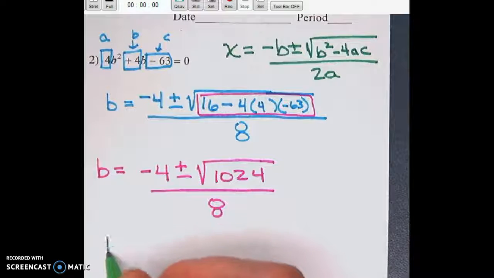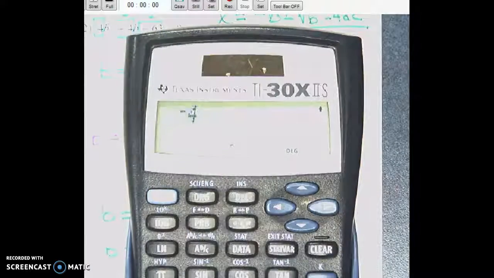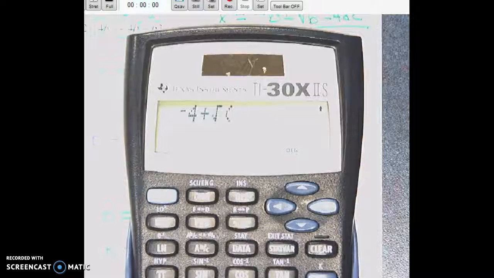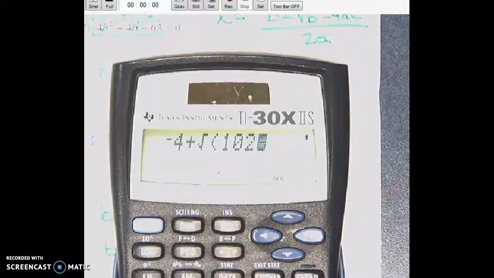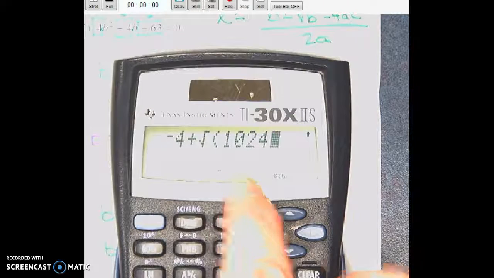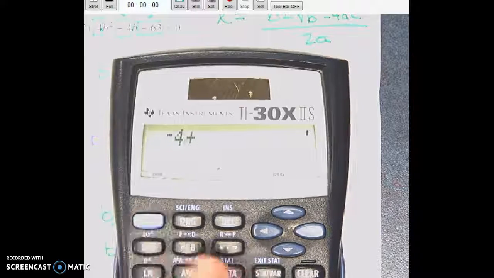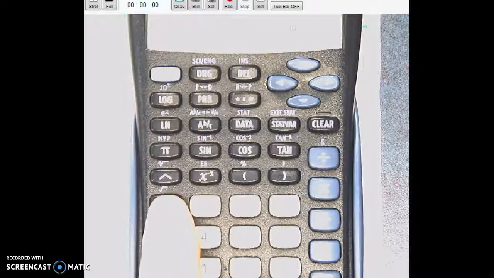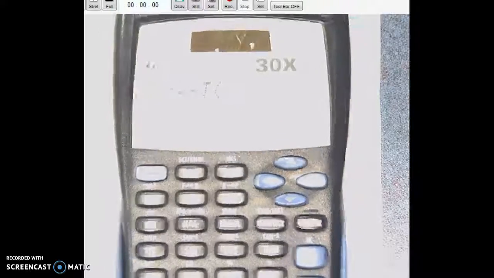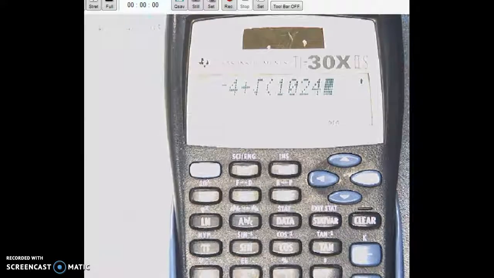We're going to get a little bit quicker at doing these as we get more practice. So this one's going to be negative 4 plus the square root of 1,024, I'm sorry, 1,024. If you're not sure, that square root comes from hitting the second button. You notice it says second at the bottom of the calculator, and then you hit the x squared button. So you just hit second, then x squared, and that's where the square root comes from. And then the number was 1,024.